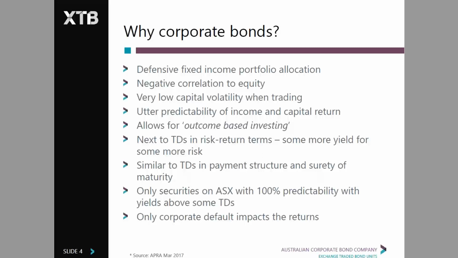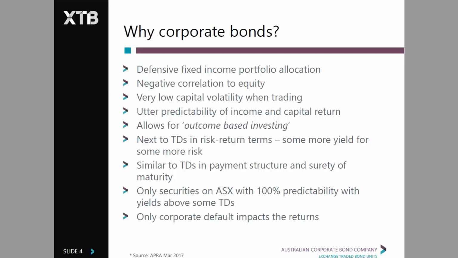So this allows for outcome-based investing, what the institutions would call liability-defined investing, meaning that a client who knows they need $20,000 or $40,000 or $60,000 income for whatever outgoings they have, you can actually plan that against the highly known income coming from bonds. So outcome-based investing is very much facilitated by fixed income and bonds in particular.